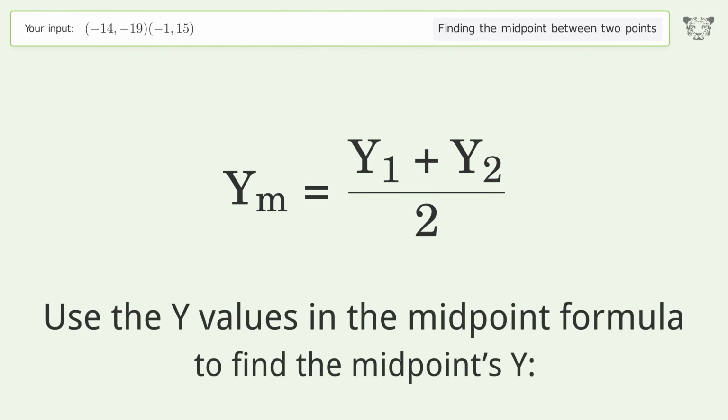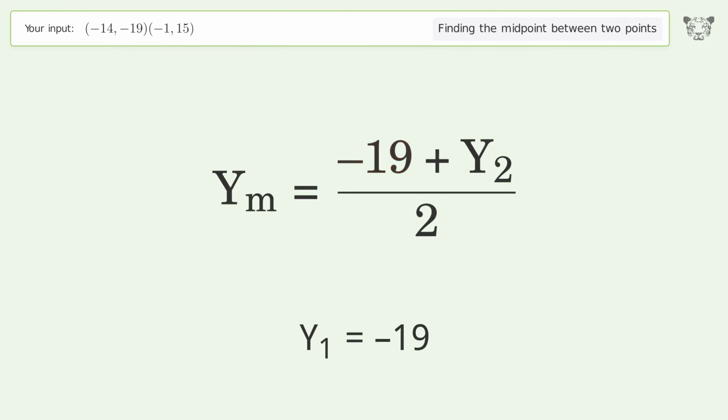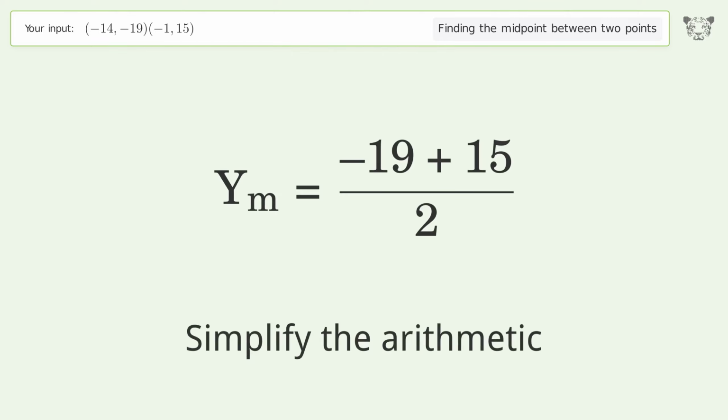Use the y values in the midpoint formula to find the midpoints y. y1 equals -19. y2 equals 15. Simplify the arithmetic.